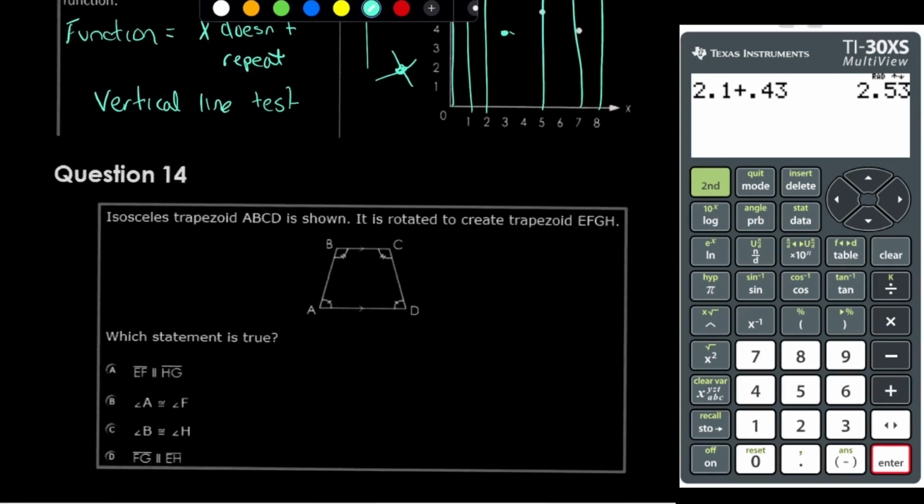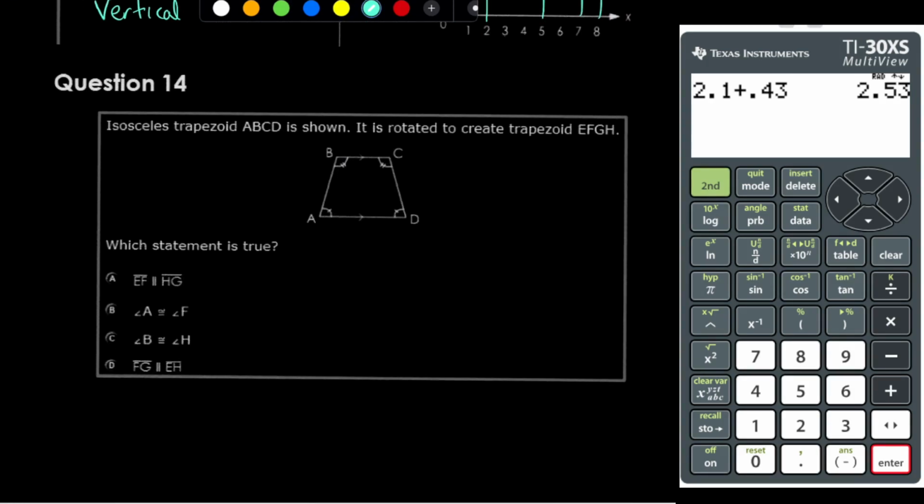Okay. Question 14. Isosceles trapezoid ABCD is shown. It is rotated to create EFGH. So, I'm not even going to rotate it. Here's what you need to know about polygons. When you name polygons, especially when you're comparing two polygons, alphabetical order matters.